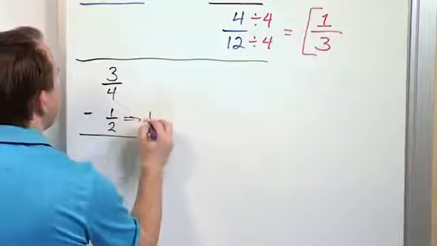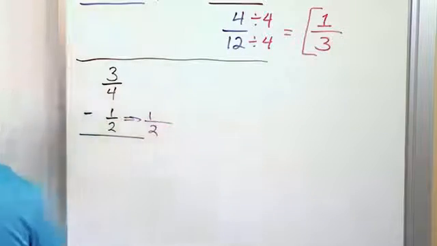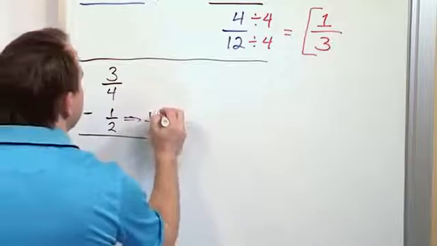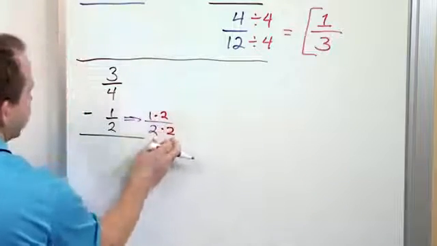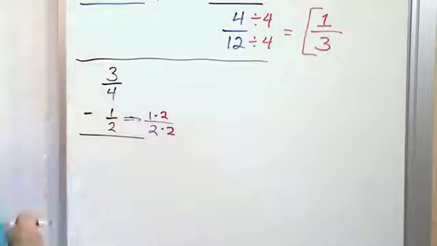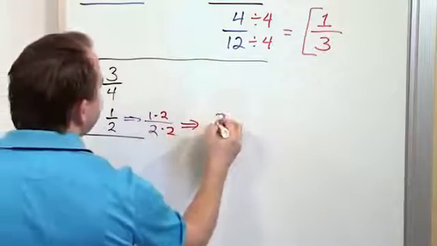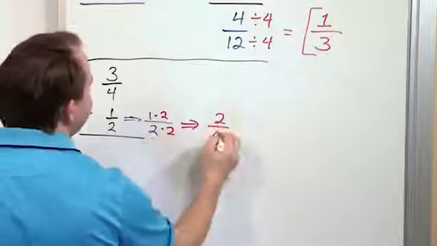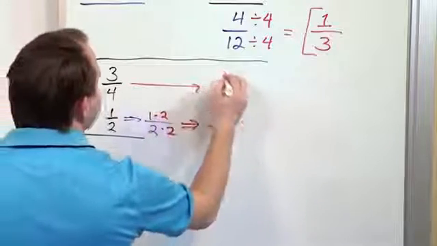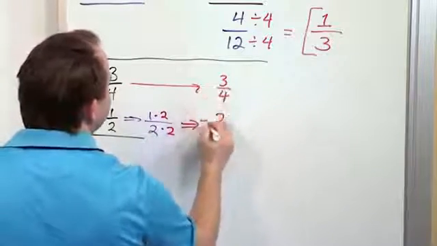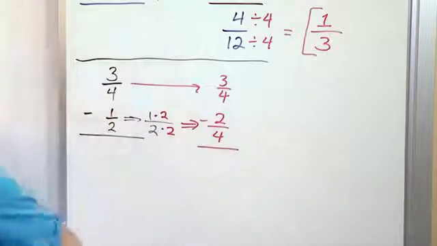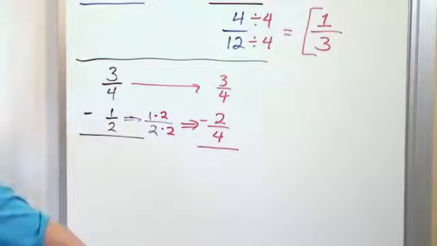So basically I can have 1/2, and then I can multiply the top and bottom by 2. Why am I multiplying by 2? Because I'm trying to get a 4 down on the bottom, which will match that. So what I will then have on the top will be 2. 1 times 2 is 2. On the bottom I will have 4. This fraction I don't have to change at all. Just keep it as 3/4. And I'm subtracting these. And now I have two fractions with a 4 on the bottom.